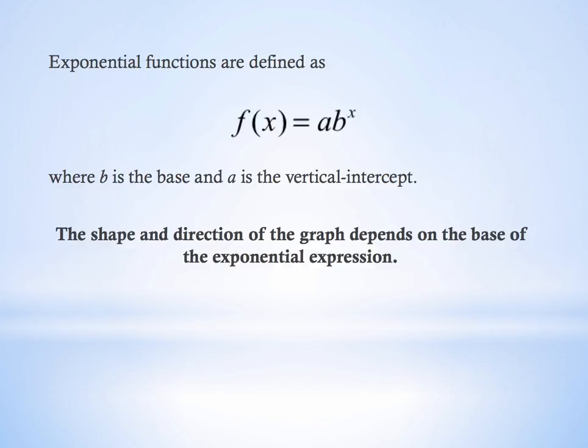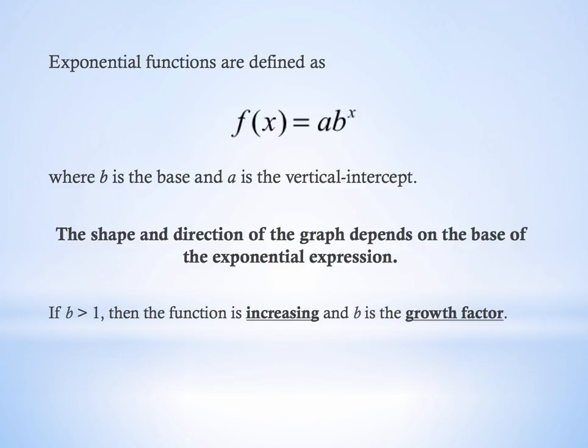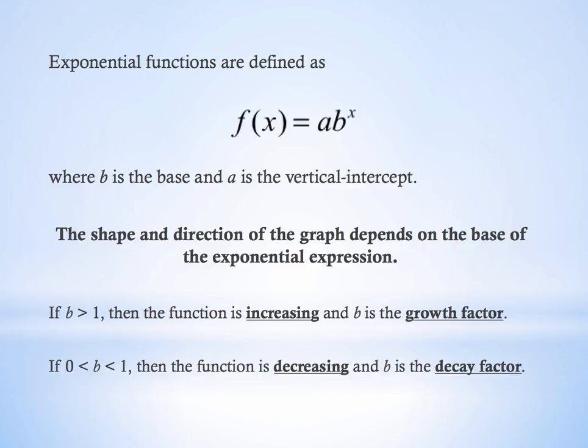The shape and direction of the graph depends on the base of the exponential expression. If the base is greater than 1, then the function is going to be increasing, and b is then called the growth factor. If b is between 0 and 1, meaning it's a proper fraction, then the function is decreasing and b is called the decay factor.